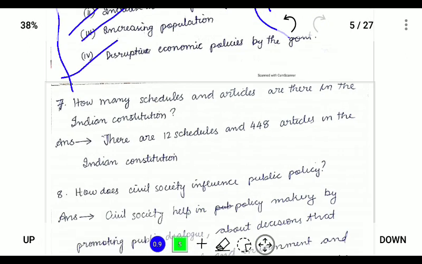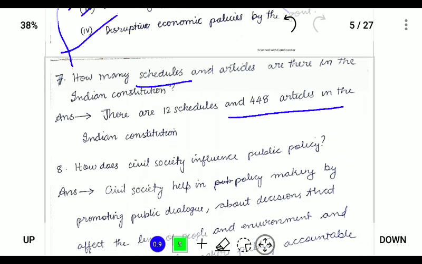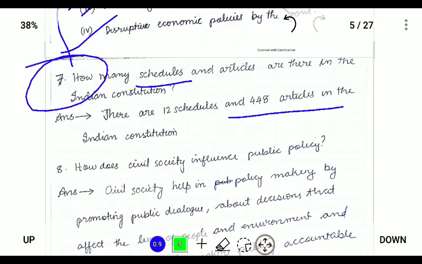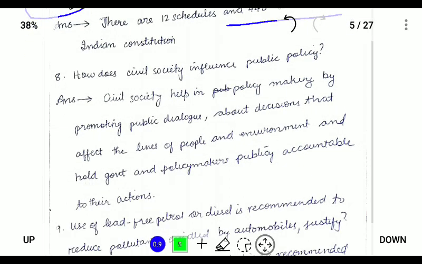How many schedules and articles are there in the Indian Constitution? So the Indian Constitution has 12 schedules and there are 448 articles in the Indian Constitution. So this data is derived from Lakshmikant. Next, how does civil society influence public policy? So what is civil society? Civil societies are those that work to promote the interests of the society.